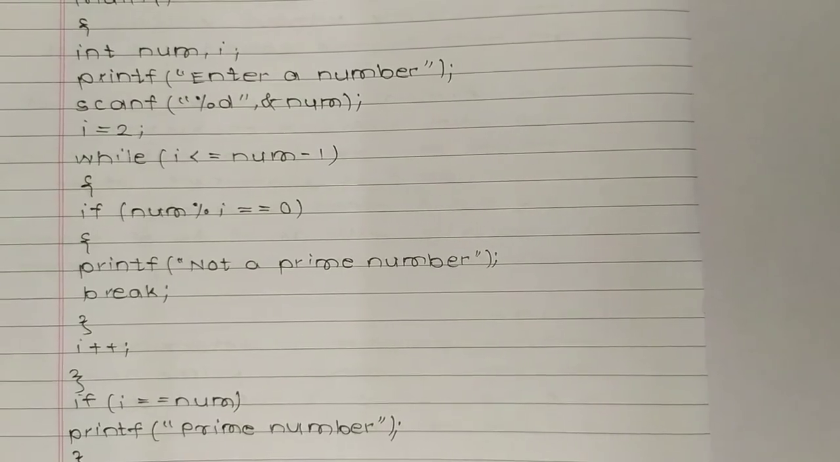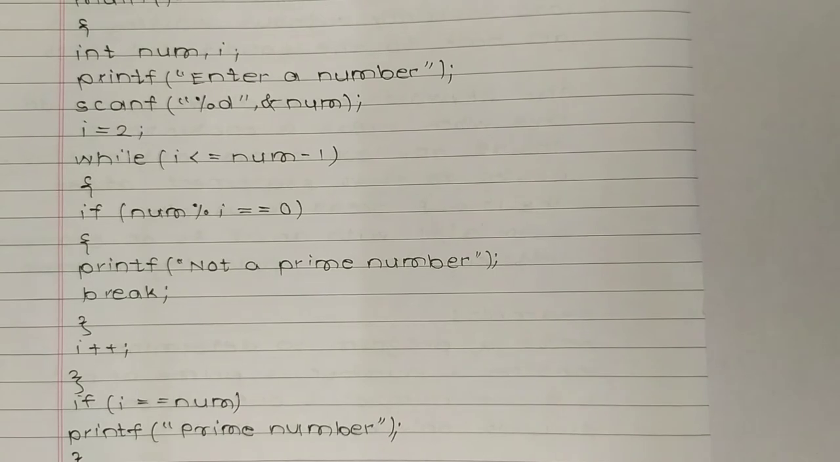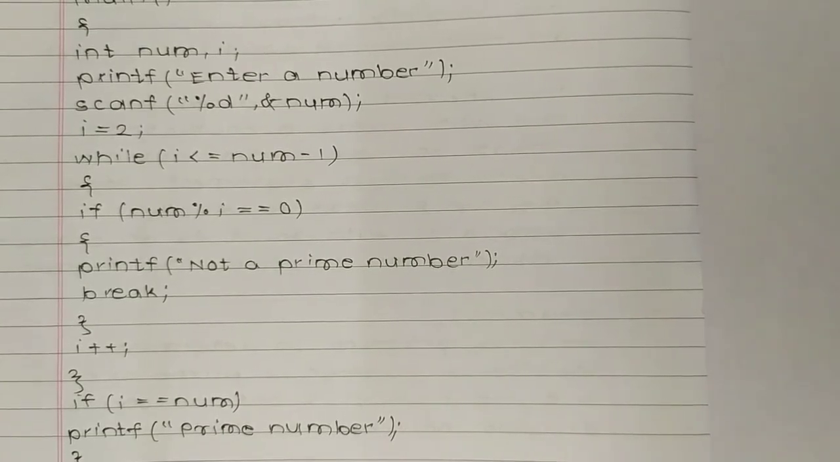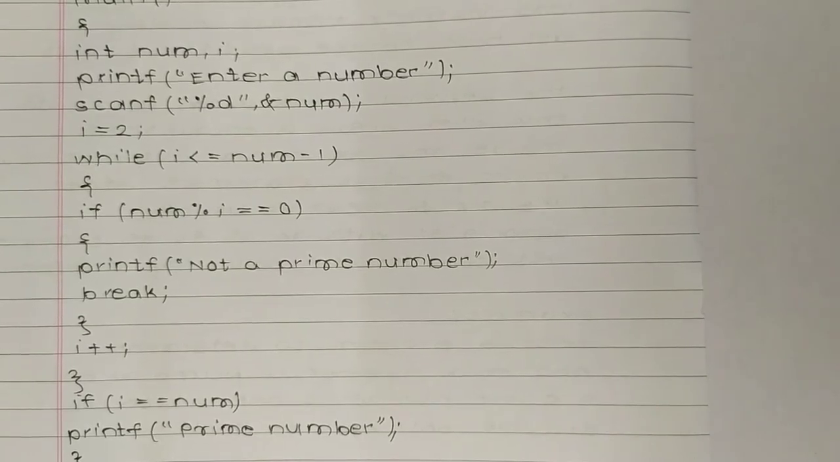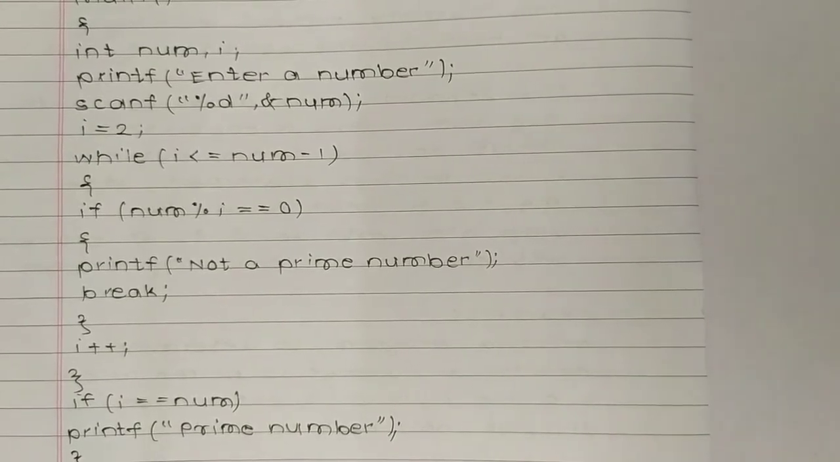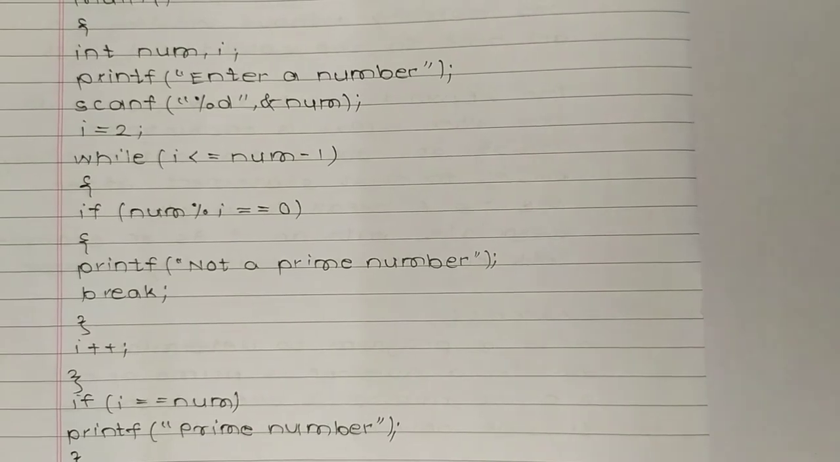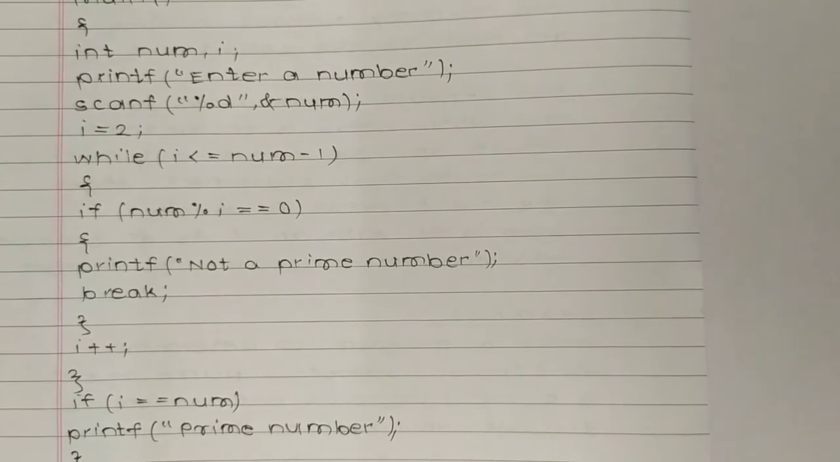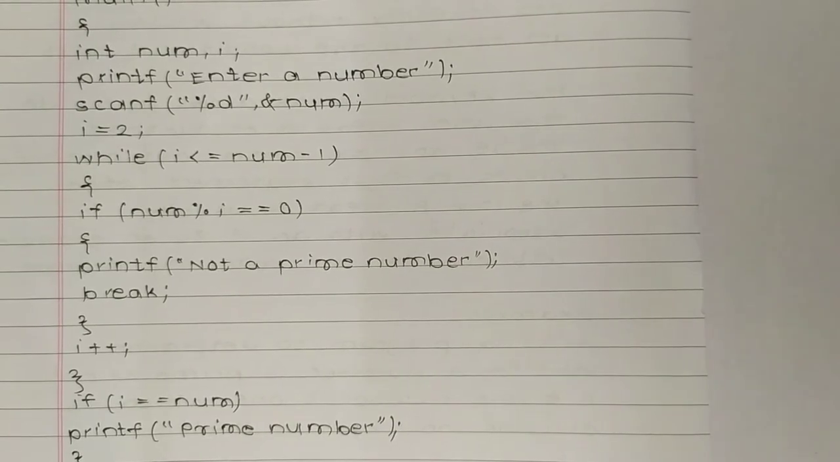While i is less than or equal to num minus 1, if num %i is equal to 0, printf not a prime number, break. So here we are using a break statement. This program was about finding a prime number, and here we are using a break statement.